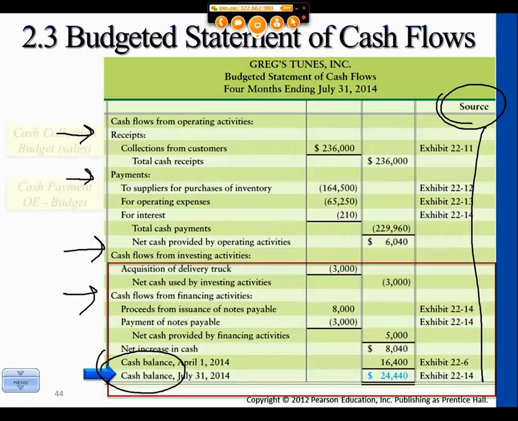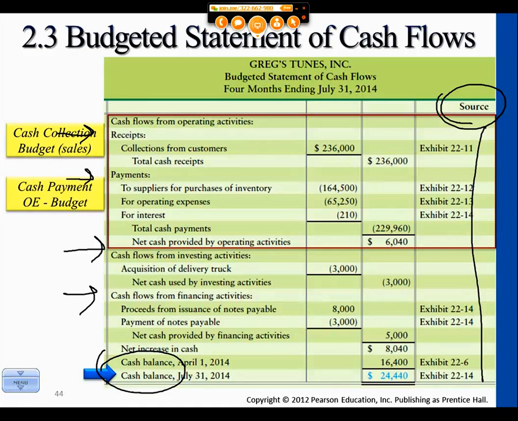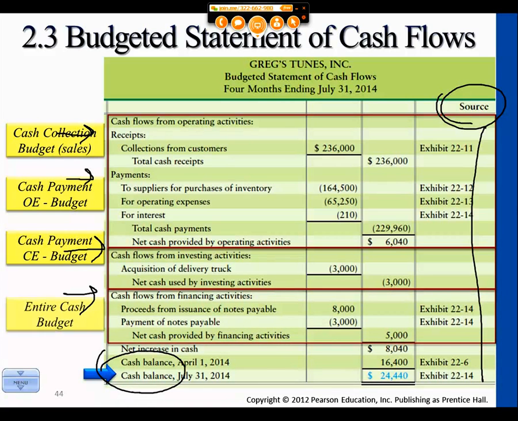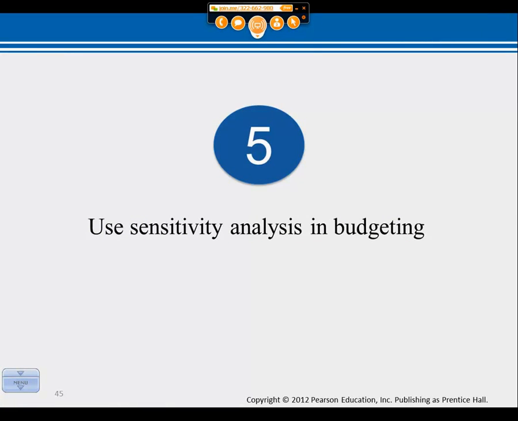So let me show you really quick where we're getting it. Cash collection budget and cash payments, and then the entire cash budget. So we're borrowing numbers from other budgets to put together our final statement of cash flows. All right. Now the calculations, the sensitivity analysis. We've done some of it before. Sensitivity analysis in budgeting is also used.